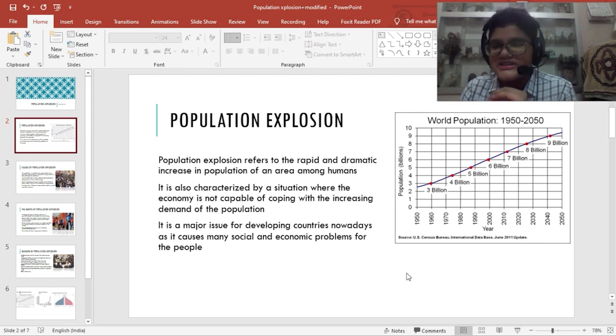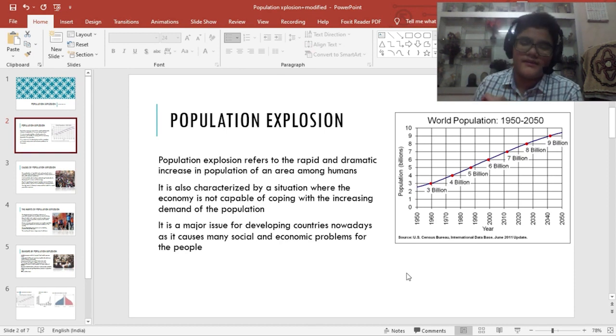This population explosion is a very big problem for developing countries nowadays, as it causes many social as well as economic problems for the people.